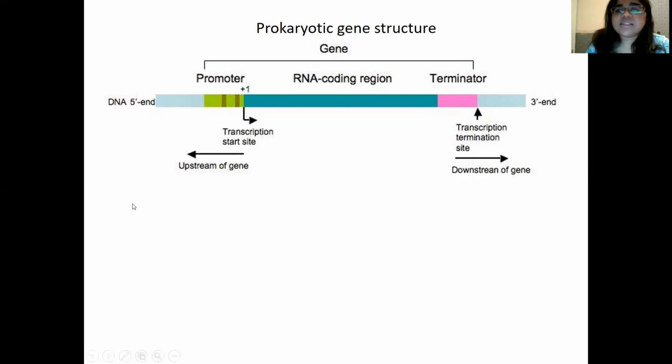So this is a typical prokaryotic gene structure. We have a 5' end, it comes into a promoter, RNA region, coding region. This is where transcription starts. And then it ends up at this terminator region, which, as the name says, terminates. It stops everything, right? Okay. So anything before the promoter is called upstream. Anything after the termination site is downstream of a gene.